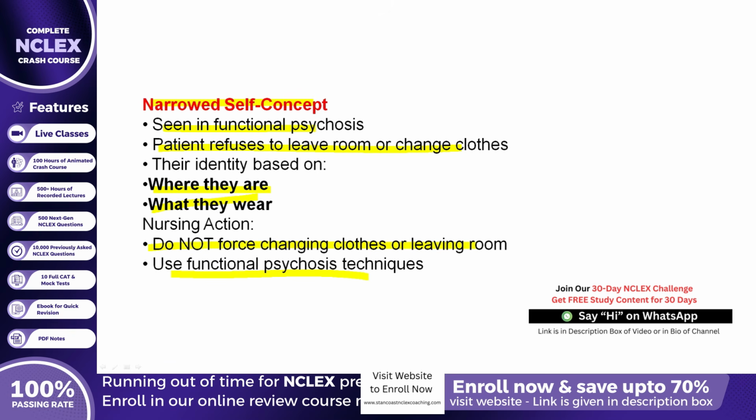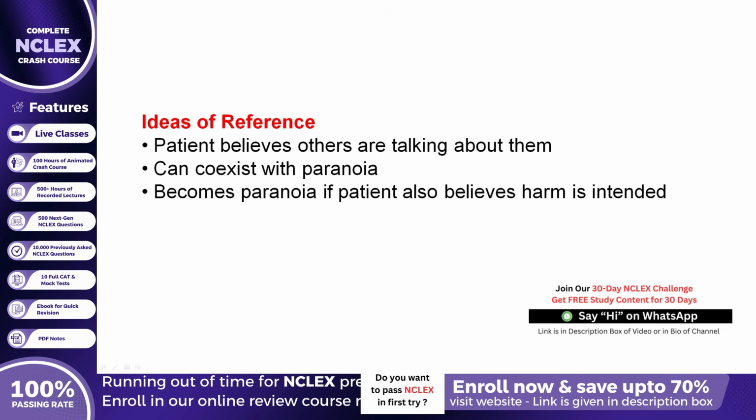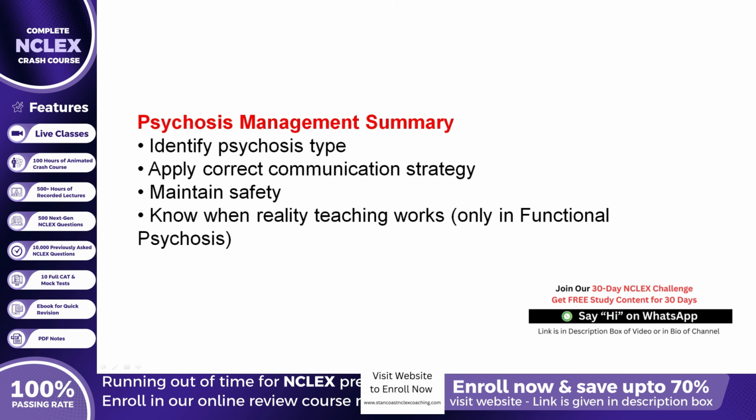Continuing ahead, ideas of reference occur when the patient believes that others are talking about them. This experience can coexist with paranoia. It becomes paranoia if the patient also believes that harm is intended toward them. As we summarize psychosis management, the first essential step is to identify the psychosis type. Once this is clear, we apply the correct communication strategy. Throughout this process, we maintain safety. And finally, we must know when reality teaching works, which is only in functional psychosis.